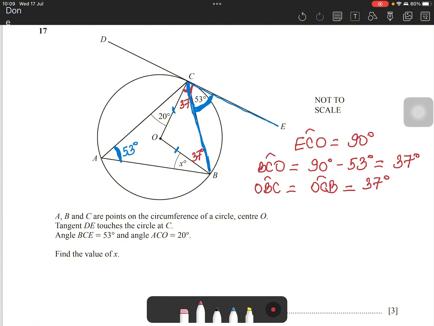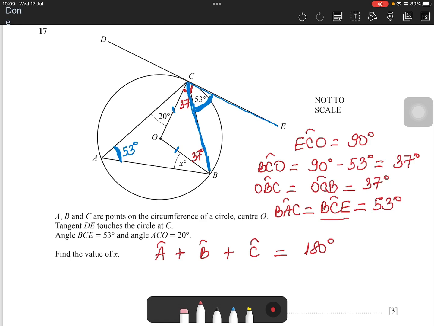Now, look at the triangle ABC. We know that the angle A plus the angle B plus the angle C is equal to 180 degrees. First, we need to write down the angle BAC is equal to the angle BCE equals 53 degrees, because BCE is the angle formed by the tangent DE and the chord BC, and the angle BAC is the angle at the circumference subtended by the chord BC. So, the angle A is 53 degrees.